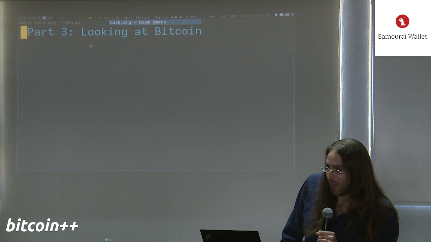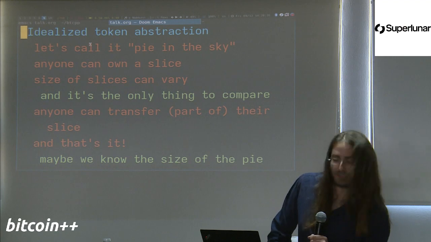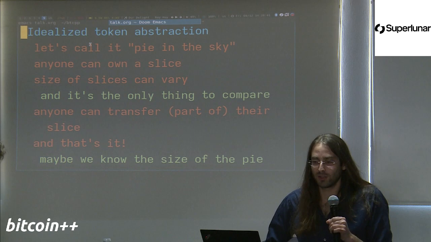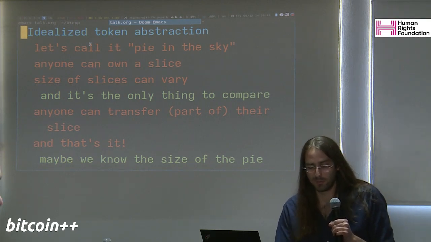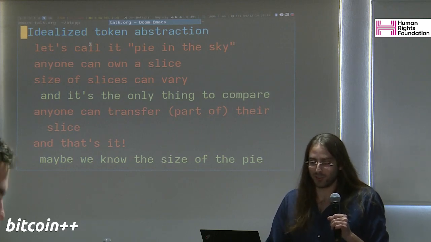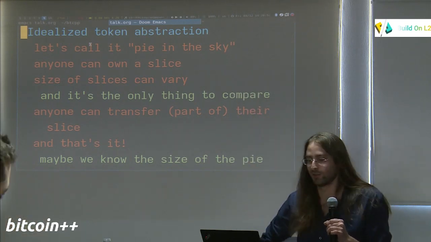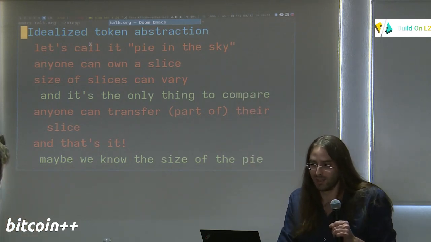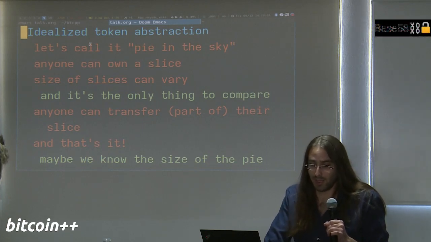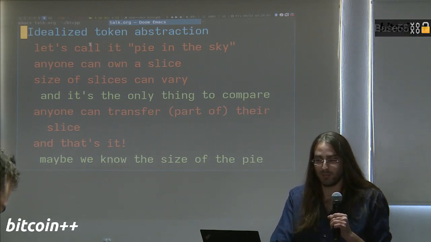So how do we apply this to the context of Bitcoin? I want to go on a tangent for a little bit and propose this idealized token abstraction. It's going to come up two more times. As cryptographers occasionally say, as if by magic, there's a coin in the sky, so imagine a pie chart in the sky. Anybody can own a slice of that pie, and only the owner can transfer that to anybody else in the system.